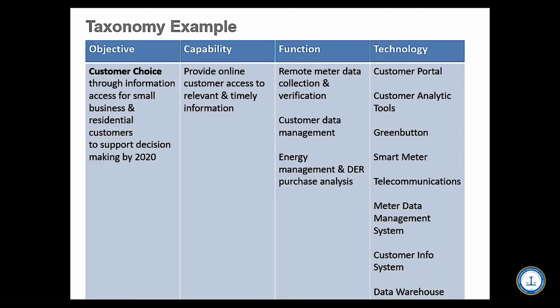So let's take a look at two examples, to kind of simplify this. If we have an objective about customer choice through information access for small business and residential customers to support decision-making by 2020, which is what we saw with a couple of states over the last few years, there may be a capability to provide online customer access to relevant and timely information. That then drives a function that says I need to have remote meter data collection and verification. I need to have accurate meter data available, say every day for customers. There needs to be a customer data management system to support that.